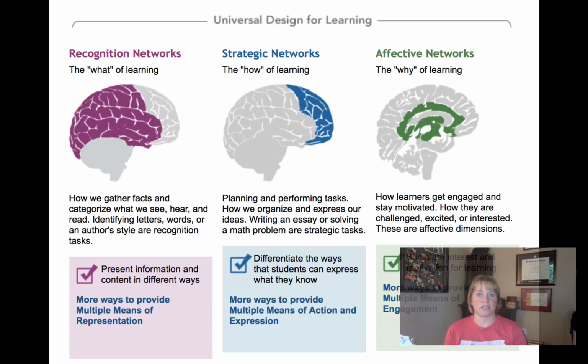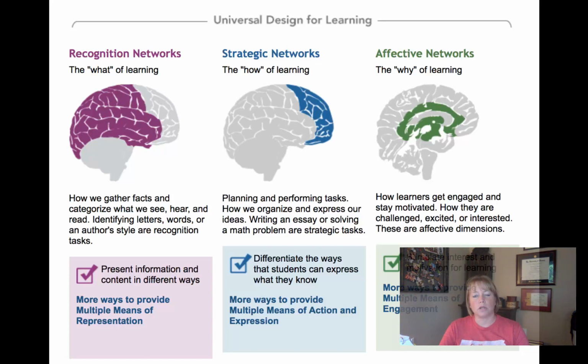The second principle is addressing that strategic network, so really that how of learning. Okay, so how are students organizing their ideas? How are they expressing their ideas? How can they do that in different ways? Maybe individualizing that for each student. So maybe this student is better at doing a presentation. This student's better at writing a paper. So how do we meet their individual needs in terms of the how of learning? So really providing those multiple means of action and expression.